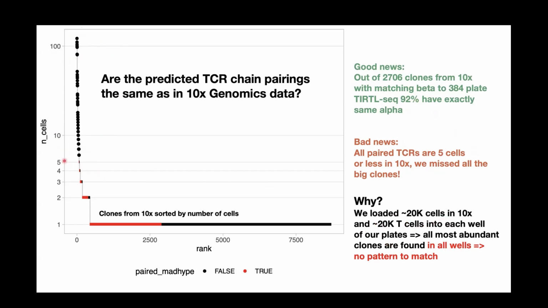So basically, if a clone is 5 cells in 10x, it is likely to be found and sampled in almost all wells in our TIRTL-seq experiment. So there is no pattern to match, right? This is the situation when you have a clone sampled in all wells, and you could not match alpha and beta patterns for large clones efficiently. All of them kind of look the same in this assay.